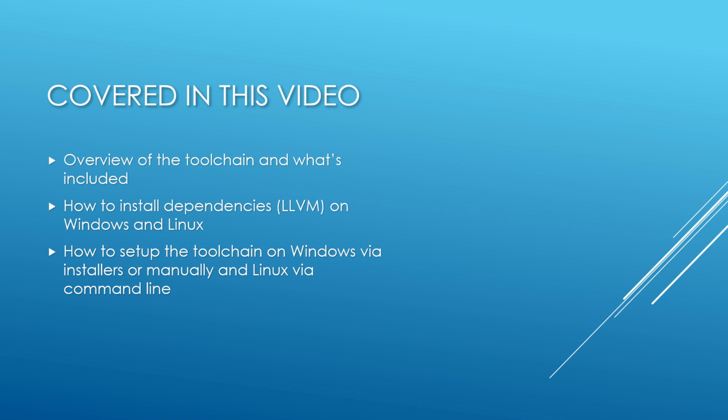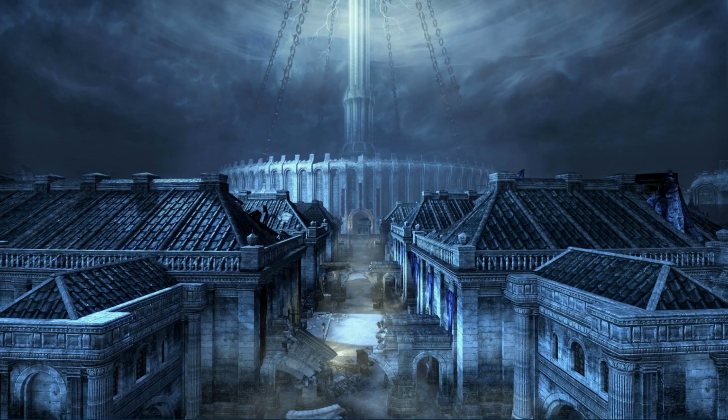And then finally, we're going to be going through setting up the toolchain itself on Windows, and we're going to be doing that 2 different ways. First way, we're going to use an installer. For people who don't want to use an installer, we are also going to show you how to do it manually. And then on Linux, we're going to show you how to do it just through the command line. So, without further ado, let's get right into the overview of the toolchain.